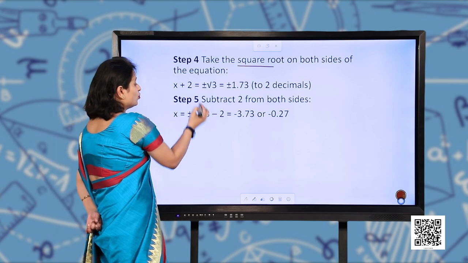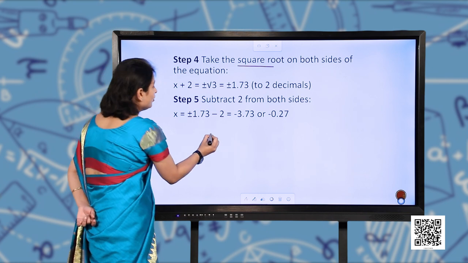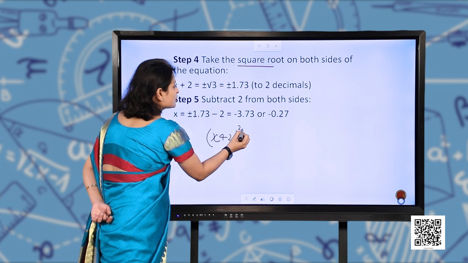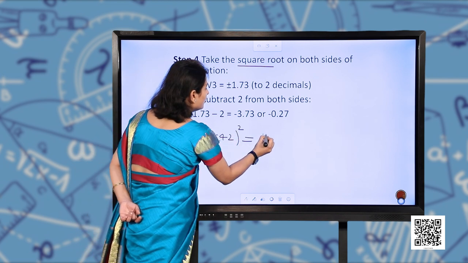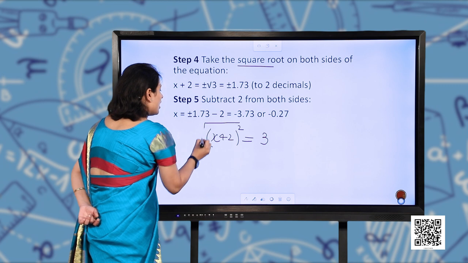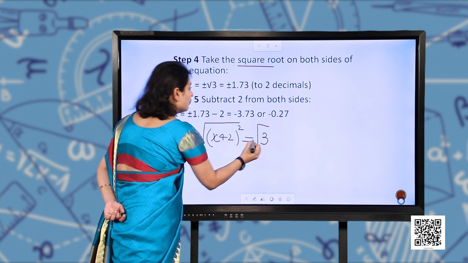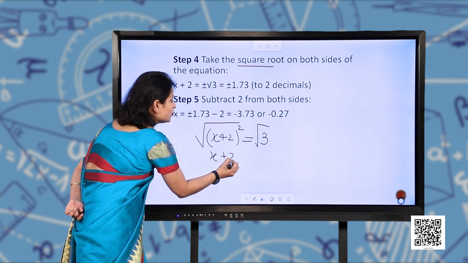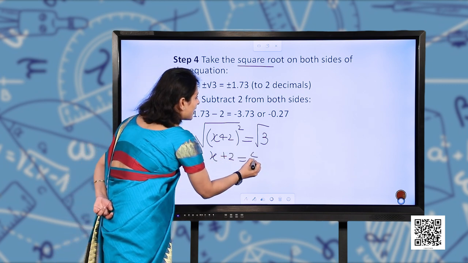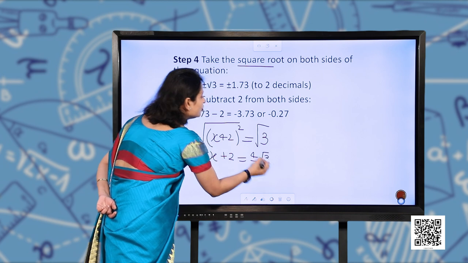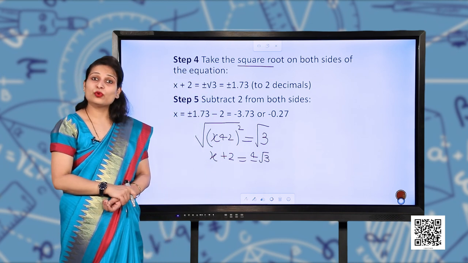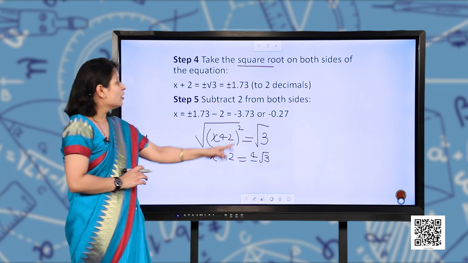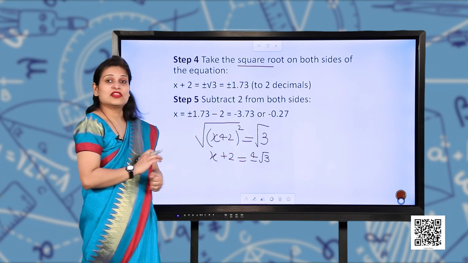When you take the square root of x plus 2 whole square is equal to 3, what will you get? x plus 2 equals plus minus root 3. So, what is the value of root 3? Root 3 is 1.73. So, plus minus 1.73.